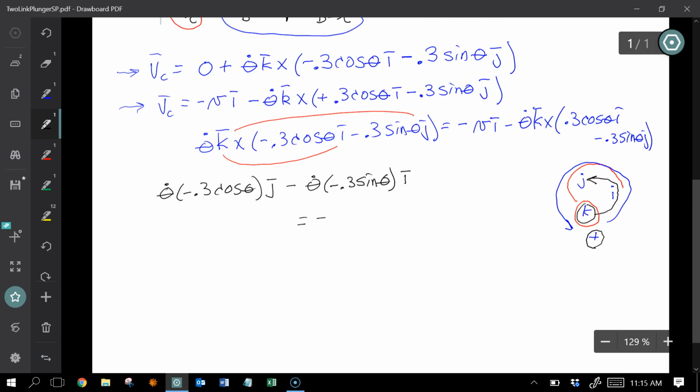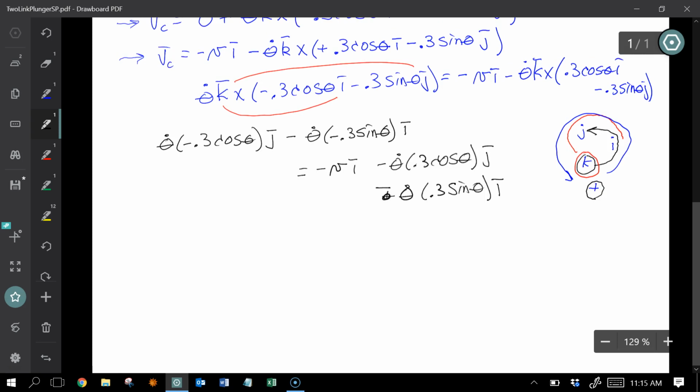Okay, so let's do the cross products on the right-hand side. So I have a minus V I, and then I've got a minus theta dot 0.3 cosine of theta. K cross I is a positive J. And then I have a minus minus is a plus. Theta dot 0.3 sine theta. And I'm left with K cross J. K cross J is a negative I. So that becomes a negative I.